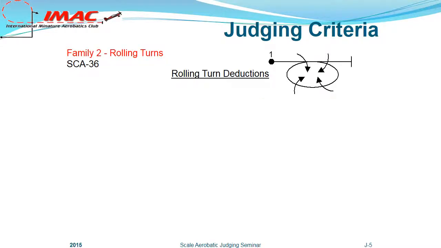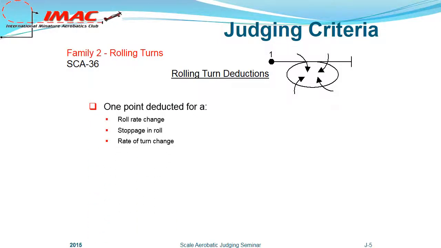Let's look at deductions for rolling turns. 1 point deductions are applied if the roll rate changes, there are observed stoppages in a roll, or the rate of turn changes. Each instance observed receives a deduction. Judges can use various points in the rolling turn as an aid to judge whether or not the roll rate has been constant. Please see the discussion in Family 2, Rulebook page SCA-36, for a detailed explanation.